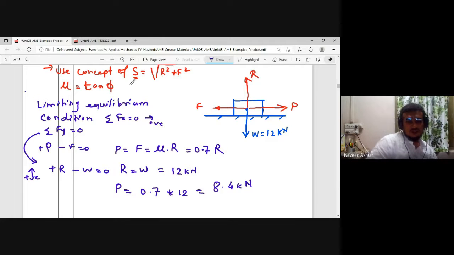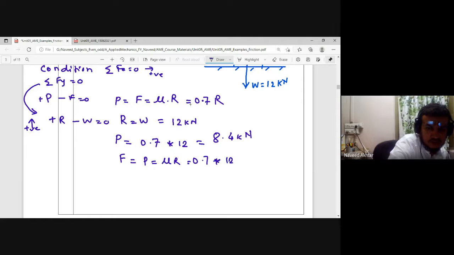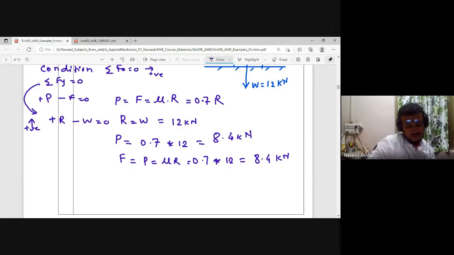What is left to find? P is known, R is known, F is not known. F is equal to mu into R, and because F is equal to P, F is equal to P, and that is equal to mu into R, that can be written 0.7 into 12, so F is also 8.4. The value of F is also known.